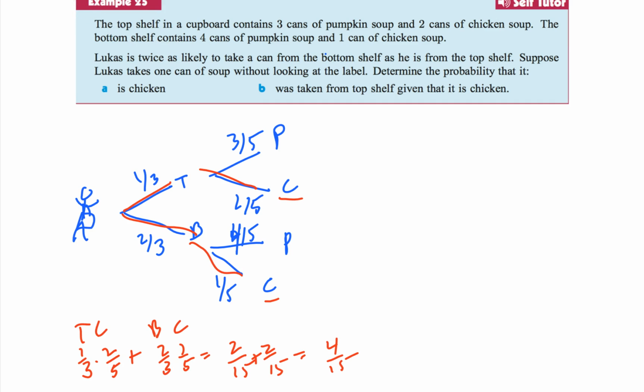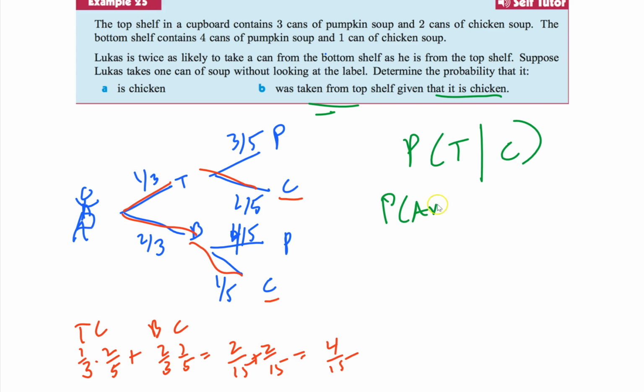Now let's talk about the "given that." What's taken from the top shelf given that it's chicken? So you know it's chicken. I always like to write it: probability of top given chicken. That's the thing. So you know you have chicken. What's the odds of getting it from the top shelf? See, it's not as easy. You're not just going, okay, well, I have chicken. Like with this, I just use the formula.